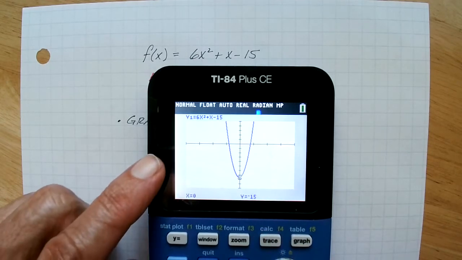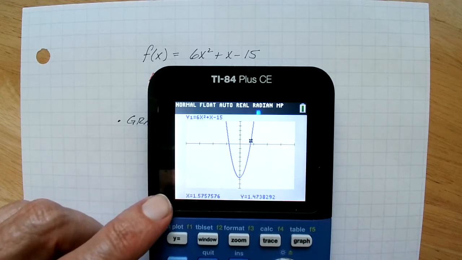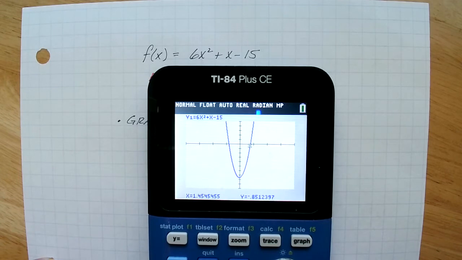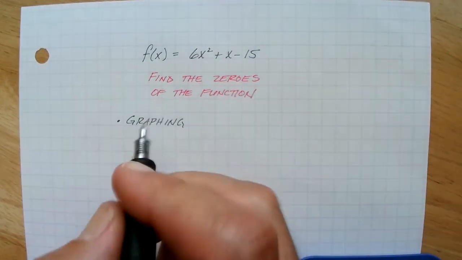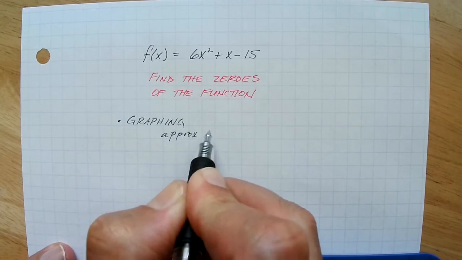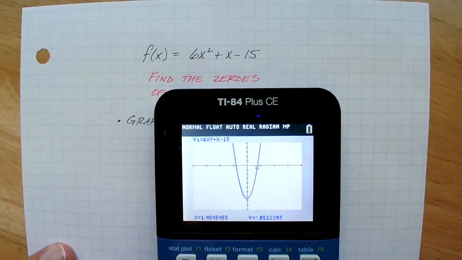I can basically just move the cursor along the graph until I get close to 0. So let's see, I'm pretty close, about 1.57. If I go back, that's about 1.45. So maybe about 1.5 might be a zero. So I would say approximately 1.5 could be a zero of the function.